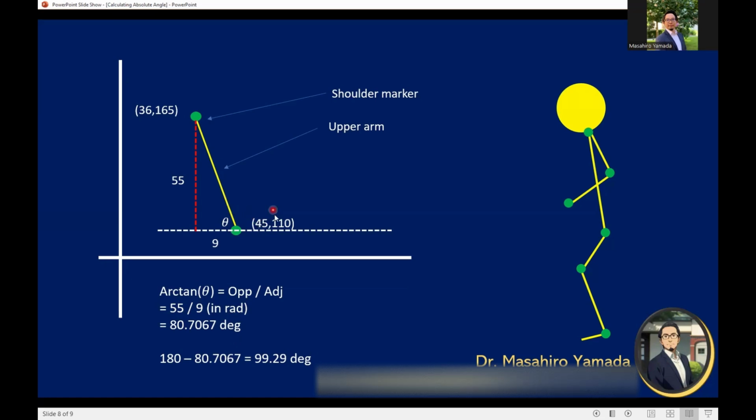In the end, you want to obtain this angle. So 180 minus this answer, which is 99.29 degrees, is the absolute angle at the elbow joint.